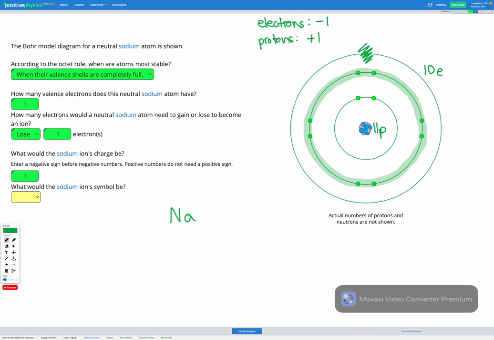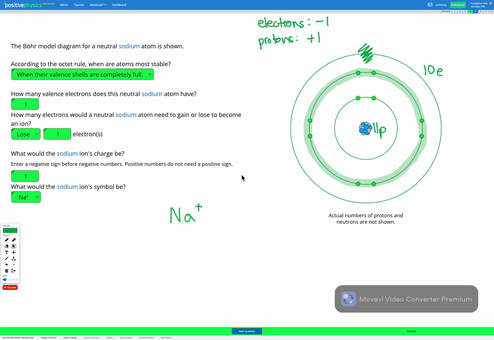And then we add the charge as a superscript. And the charge was +1. And when it's 1 for the charge, we actually don't write the number. We just do the positive sign to show there's 1 positive. So let's choose that one. Na+. So there's our sodium ion symbol.